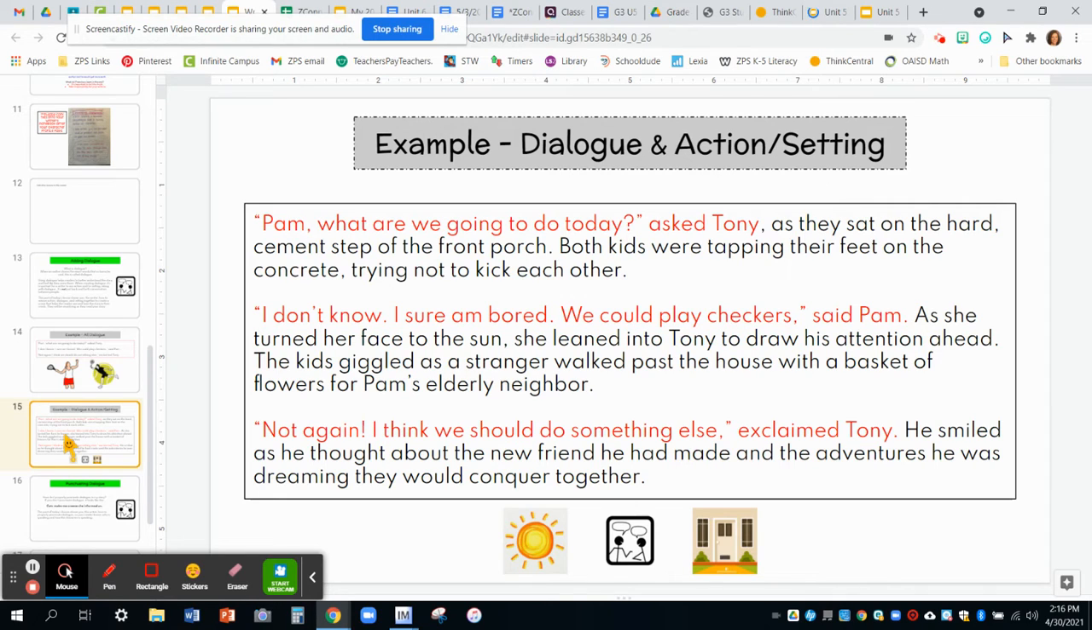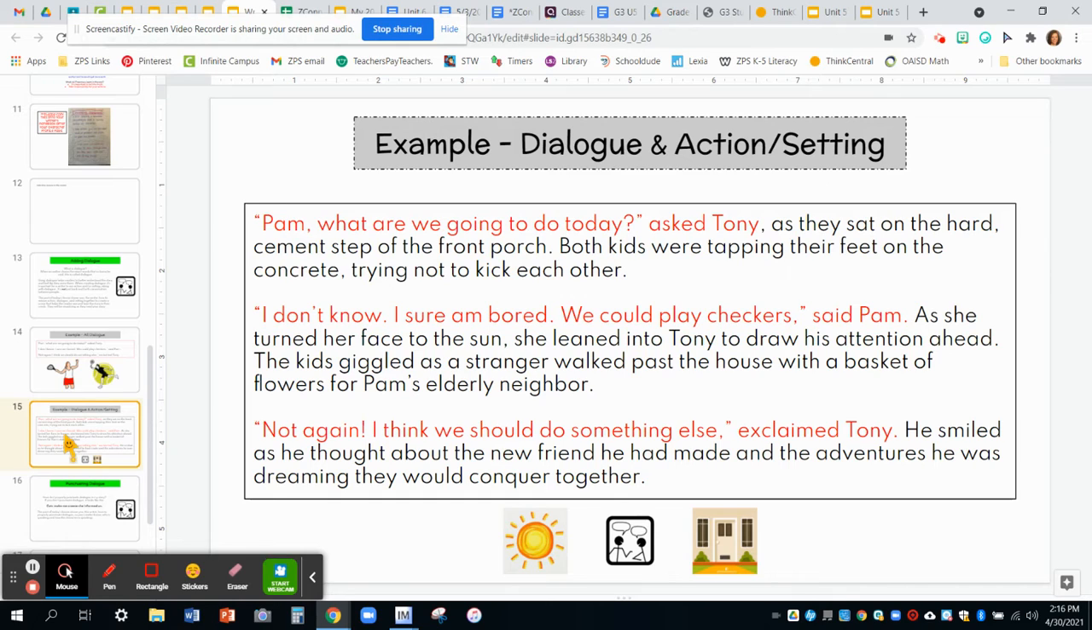So not just what was said in red, right? But now we know that it's sunny out. Pam's turning her face toward the sun, and she leans over to Tony. Maybe she's kind of poking him with her elbow, right? And kind of shrugging her head like to, hey, look, someone's coming down the street, right? We know that Pam must live in a neighborhood. She's got an elderly neighbor, and someone's dropping off some flowers. So we can kind of picture maybe where they are in a town.